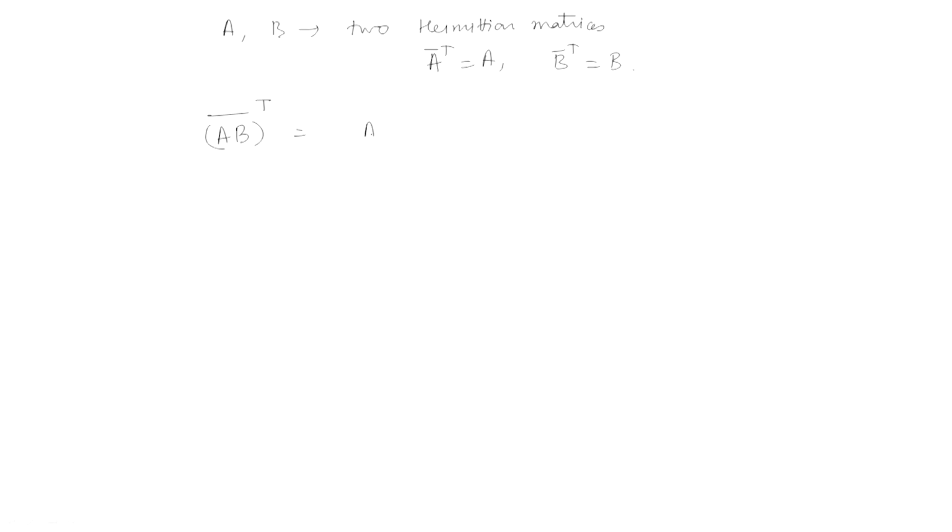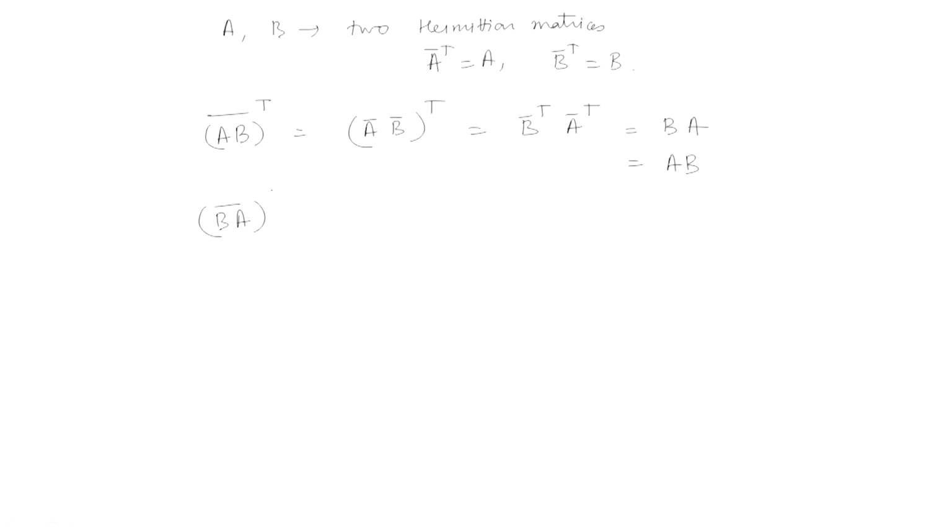So, this is equal to (A bar B bar) whole transpose, and this is equal to B bar transpose A bar transpose, and this is equal to B into A because A and B are Hermitian matrices and AB is equal to BA. So, this is equal to AB. So, we have shown that the product of two Hermitian matrices is also Hermitian if AB equals BA. Similarly, we can show that (BA) whole bar transpose is equal to BA. Same lines.